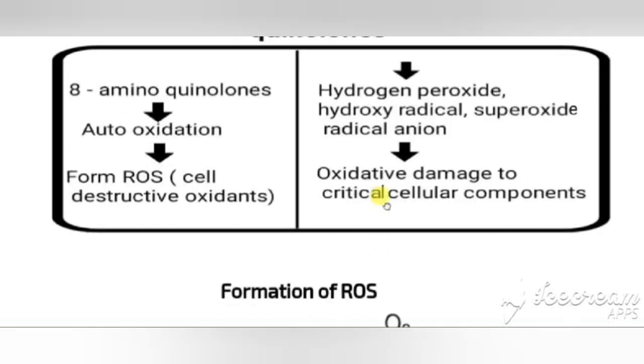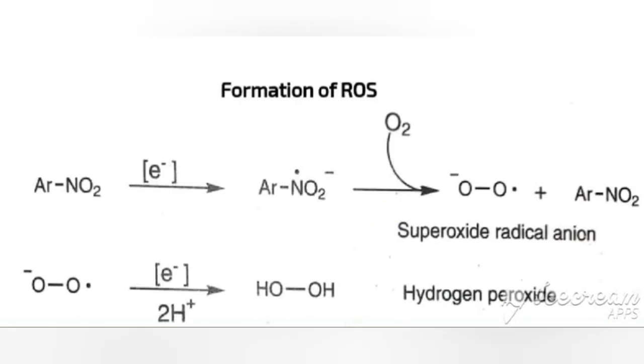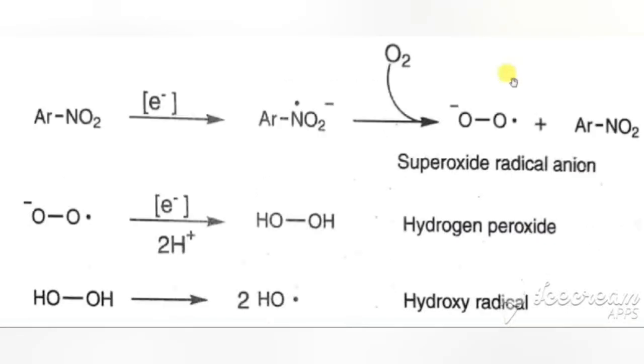Now we will see the formation of reactive oxygen species. In the case of 8 aminoquinolines, it is having an amino group in the 8th position. So that amino group undergoes oxidation and will be converted into a nitro group. So here we are getting an aryl nitro group. That one takes up an electron to form an aryl nitro radical anion. This one takes up oxygen to form a superoxide radical anion. So O2 with radical and anion, that's why it is called superoxide radical anion, and the aryl nitro group would be removed.